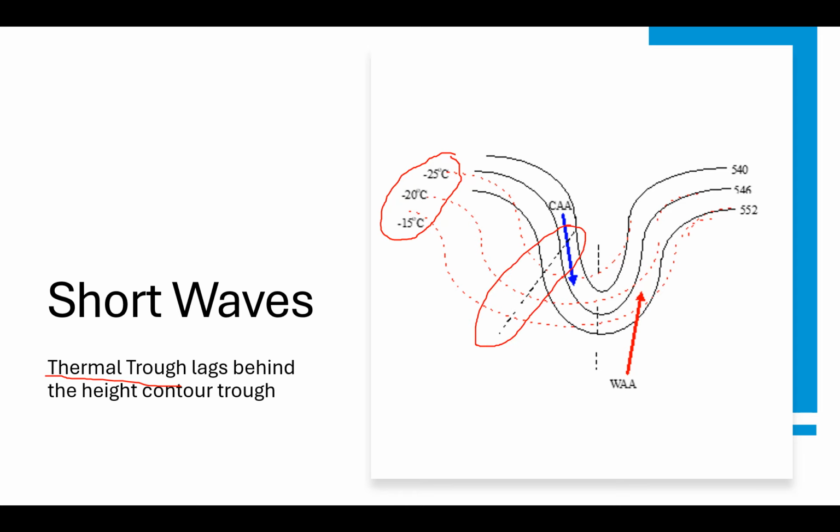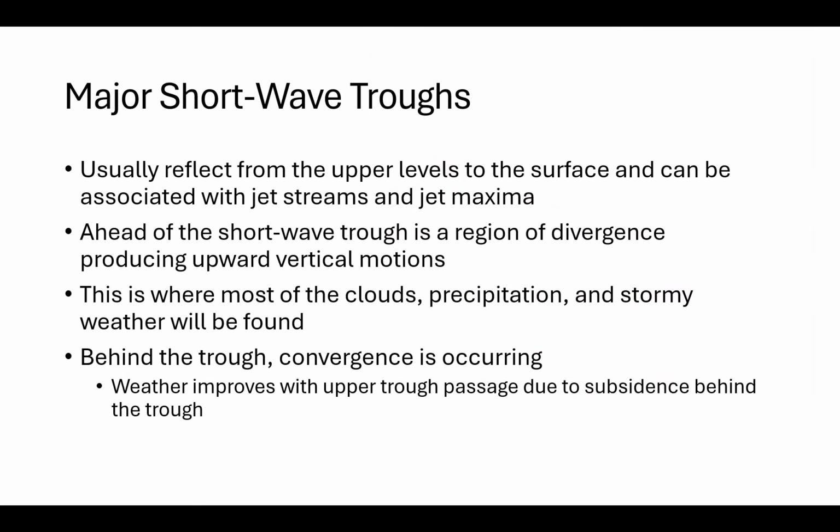Let's see, the thermal trough is lagging behind. So this is your height contour trough here, and this is your thermal trough back here. So your temperature trough is going to lag back further to the west as compared to the height contour trough. So we're bringing this area of warm air advection out ahead of the shortwave trough. And you notice how these dashed red lines cross these solid black lines of height contours. That means we have some sort of temperature advection ongoing. We have cold air advection on the back side of the shortwave trough, and we have warm air advection out ahead of it. Moving on.